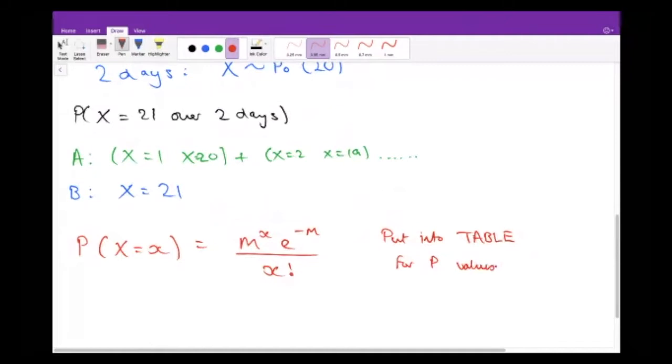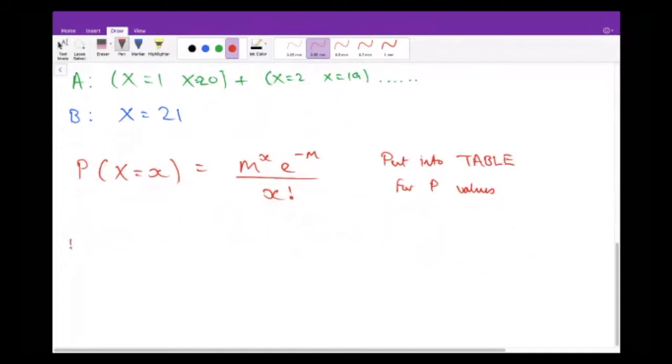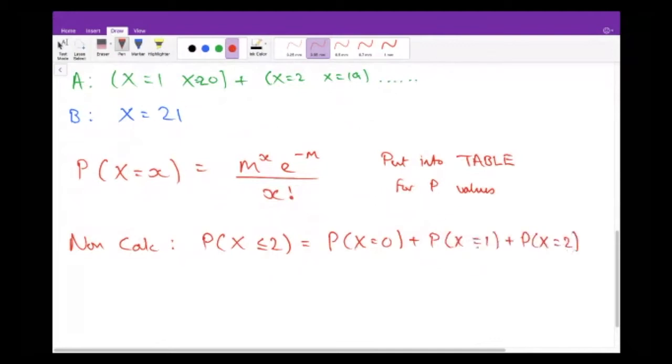Okay. Now, if it's a non-calculator paper, this isn't the nastiest equation to use. So you could still be expected to use it in a non-calculator question. So if it isn't a non-calculator question, plug the numbers in. Also for non-calculator, let's say we've got the probability that x is less than or equal to 2, you will be expected to split this up into individual probabilities, because we can find those using the equation that we've got above. The non-calculator method is also going to be good if we don't know m, because we need m and x to both be defined for us to be able to use this.